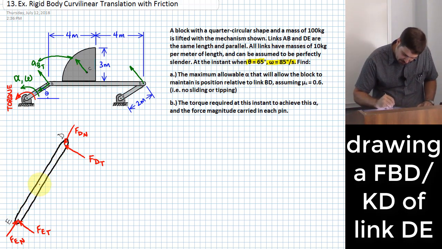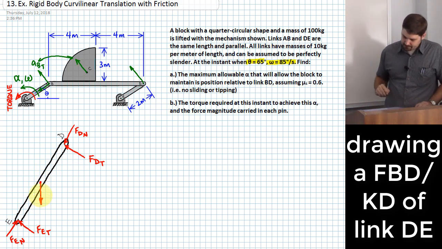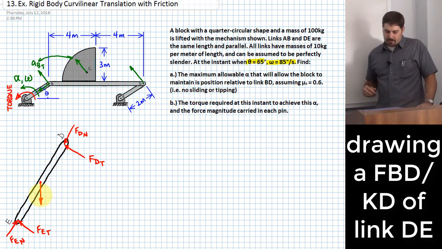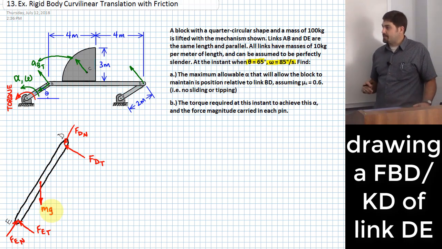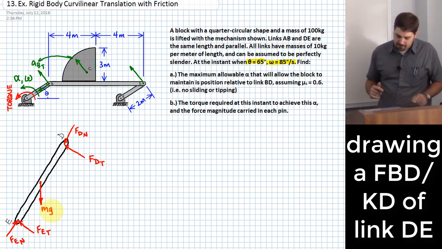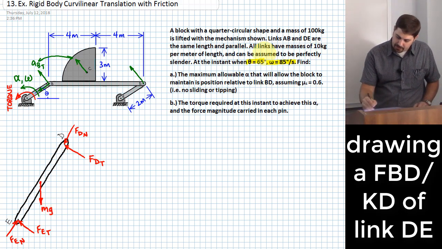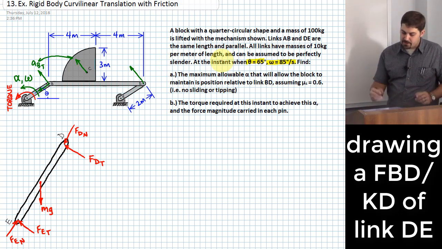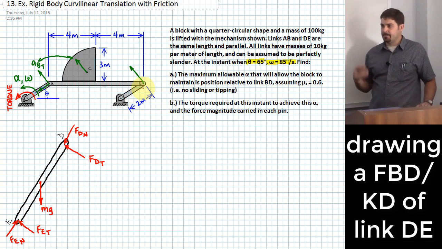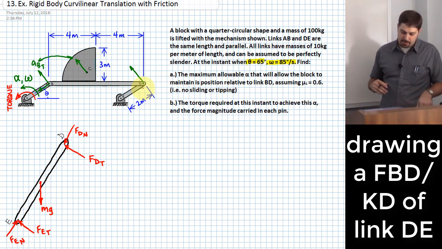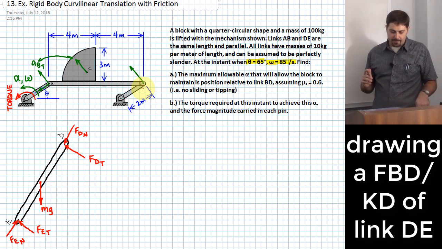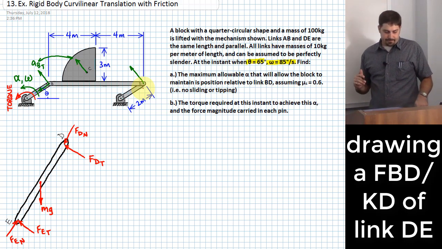Well, it has weight too, right? I can just call that mg, but this one has a different mass than the block. We know here that the mass of that link is going to be based on 10 kilograms per meter of length. Since it's 2 meters long, it's going to be a 20 kilogram link, and that would be 20 kilograms times 9.81 meters per second squared. But I'll just leave it as mg for right now. All right, what else should I put on here?